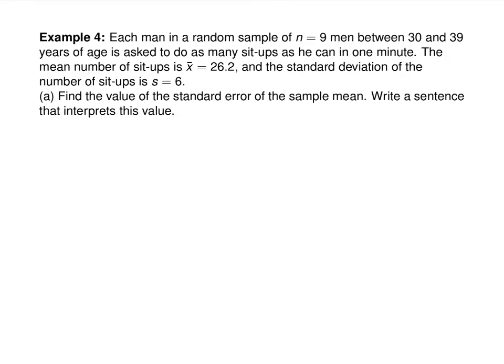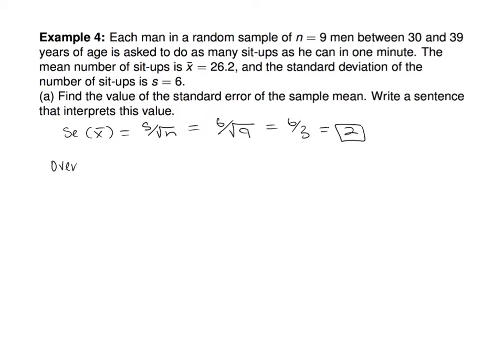Each man in a random sample of 9 men between the ages of 30 and 39 is asked to do as many sit-ups as he can in a minute. The mean number of sit-ups was 26.2, and the standard deviation of the number of sit-ups is s equals 6. First, find the standard error of the sample mean. SE of x bar, remember, is s over square root of n. So 6 over square root of 9, which is 6 over 3, which is 2.